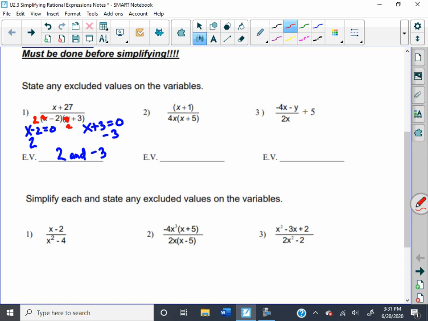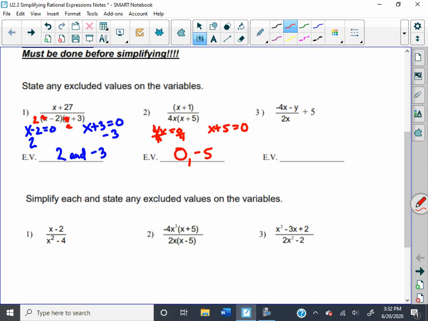All right, number 2. Again, it's already factored for us on the bottom. So here, because there's an x next to the 4, we're going to set that equal to 0. And then x plus 5 has a variable, and we're going to set that equal to 0. And we solve it. All right, so the first one, if I divide it by 4, I'm going to get 0. 0 divided by 4 is 0. Second one, I'm going to subtract 5 over. I'm going to get negative 5. So this has two excluded values, again, 0 and negative 5.